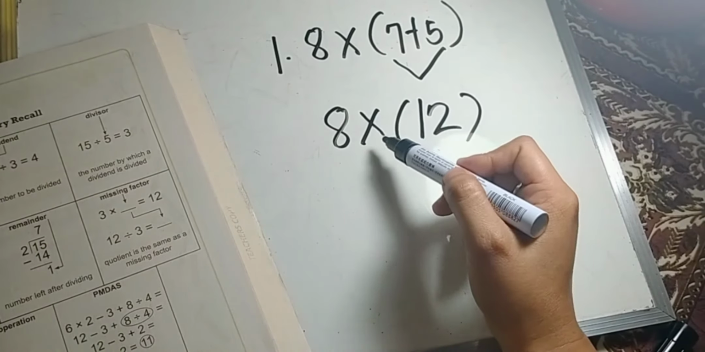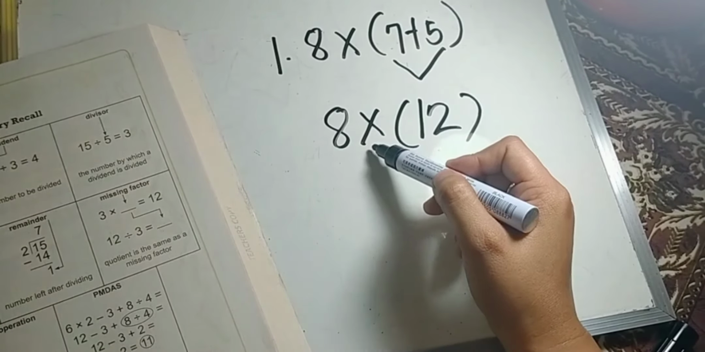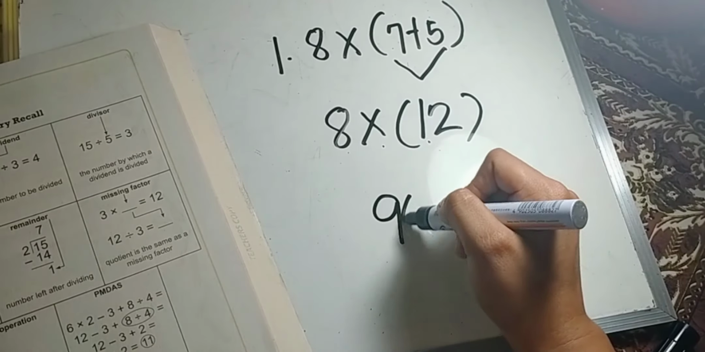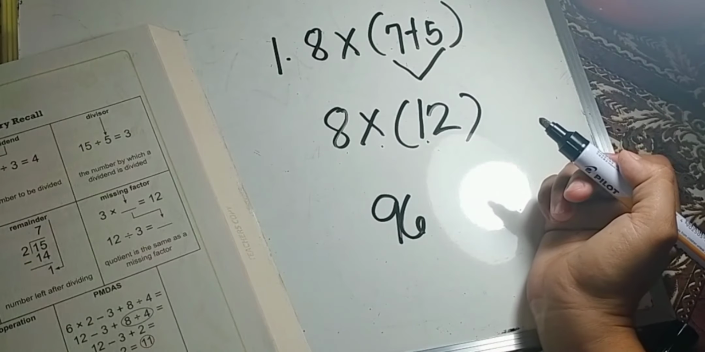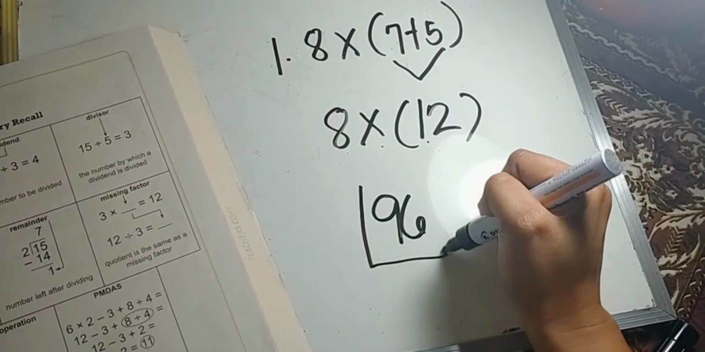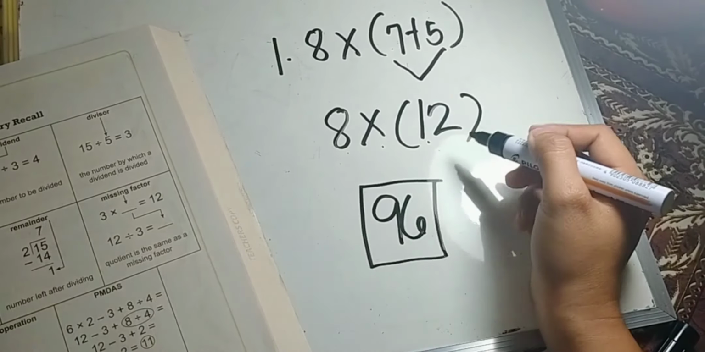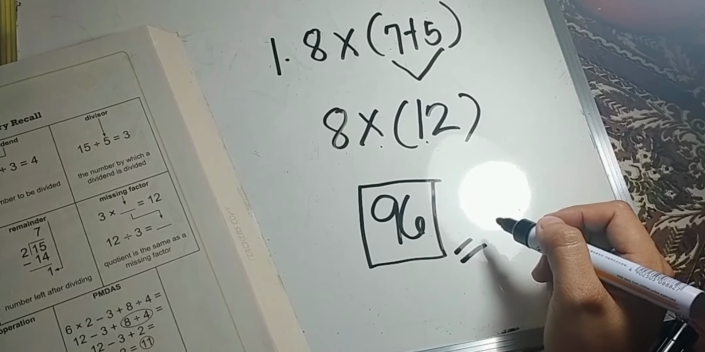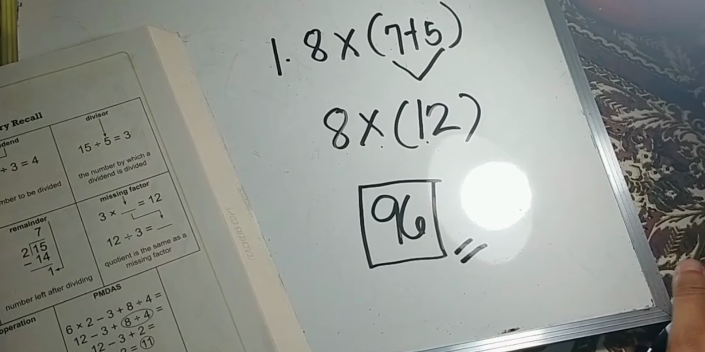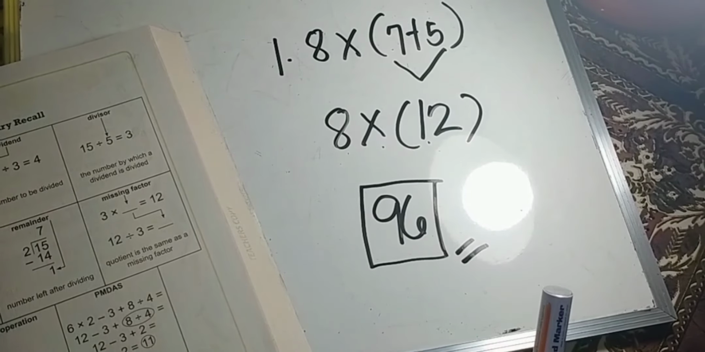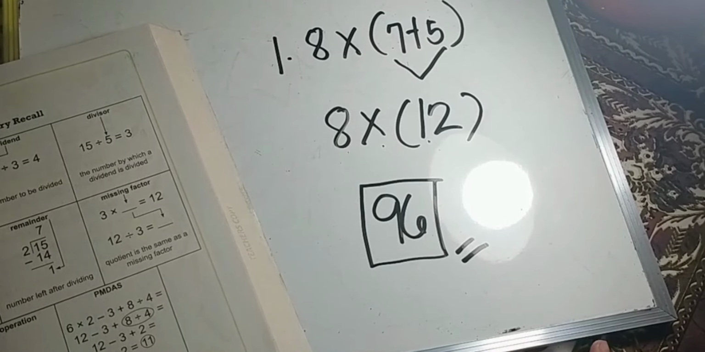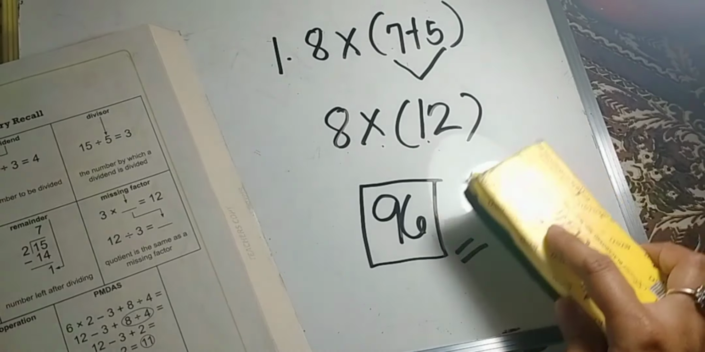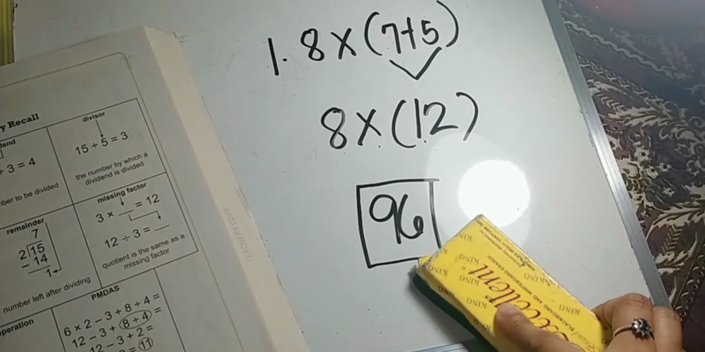Next. Mag-proceed na tayo sa multiplication. 8 times 12 is 96. Okay. So, our answer for Challenger, page 130, number 1, is 96. Okay, so, yan po yung example natin for Challenger. Challenger A, solve the following. That is number 1. 96 po is the correct answer.